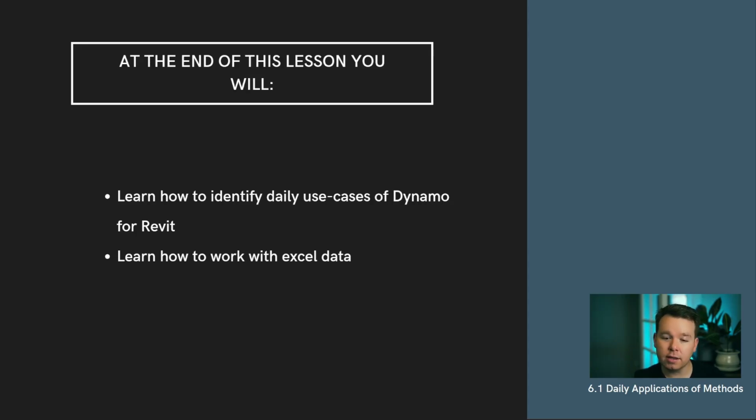In addition to identifying those use cases, you are going to learn how to work with Excel data in this lesson. Excel is extremely popular in the architectural world when it comes to inputting data into a database-like fashion. Importing that data into Revit through Dynamo is very possible, as well as exporting it. So we're going to take a look at one half of that equation in this lesson. With that in mind, we're going to jump right into Revit and start reading some Excel documents.